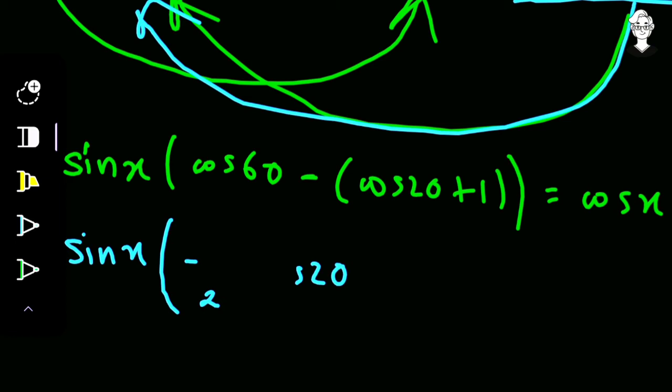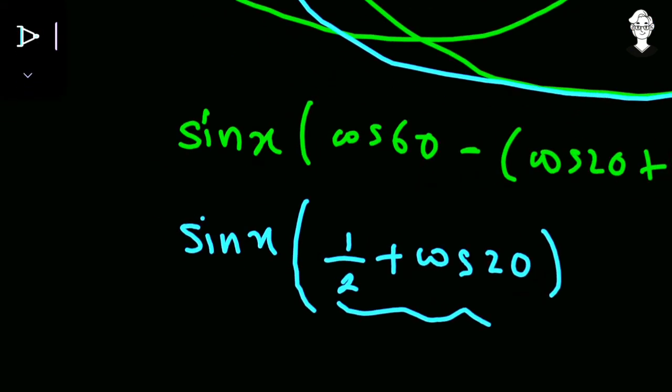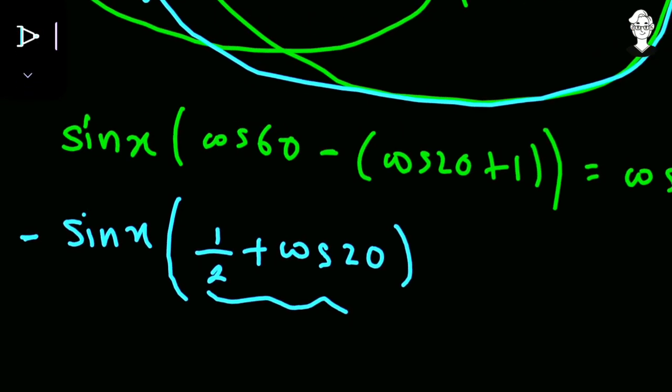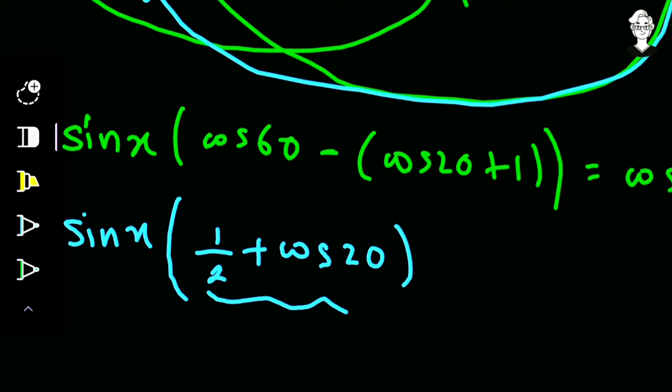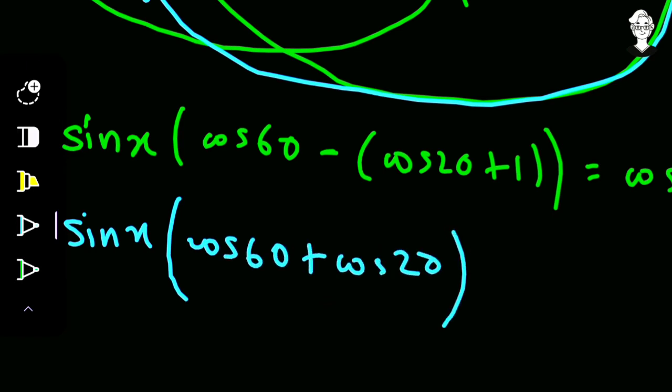So negative 1 by 2 and negative cos of 20 degree. Taking the negative common, it would form 1 upon 2 plus cos of 20 degree, and this can be taken common out, so it would form a negative sign over there. It's not the angle, but it has a multiple over there. And 1 by 2 is nothing but cos of 60 degree. So I will just put that over here: cos of 60 degree plus cos of 20 degree. Yes, now let's move to the other part.